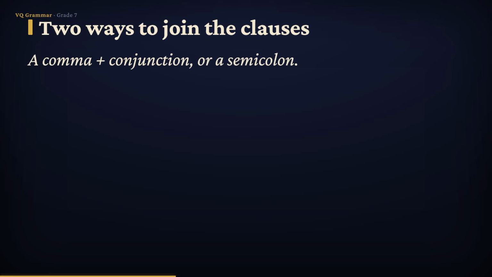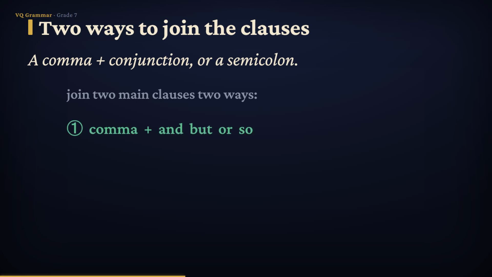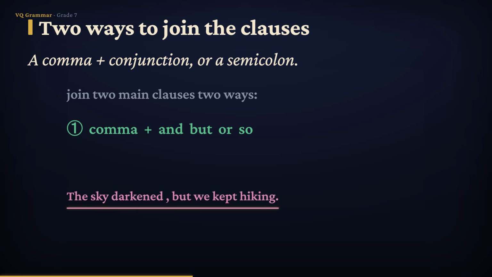How exactly do we join two main clauses into a compound sentence? There are two ways, and both matter. The first way is a comma plus a coordinating conjunction, small joining words like and, but, or and so. Here's one in action. The sky darkened, but we kept hiking. Notice the comma, then the word but, linking the two clauses.